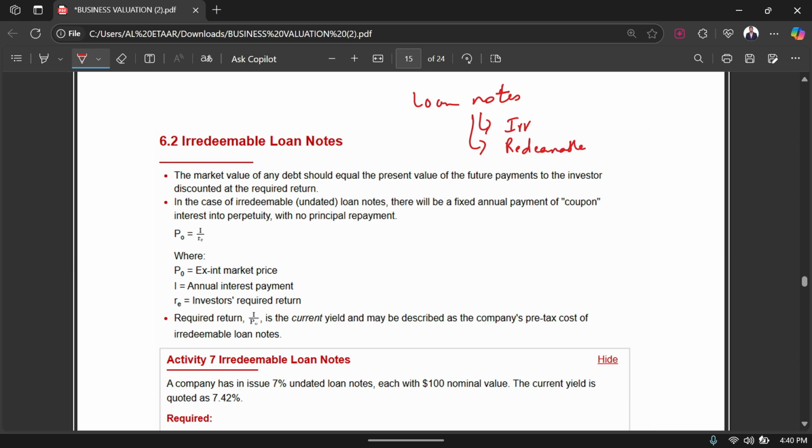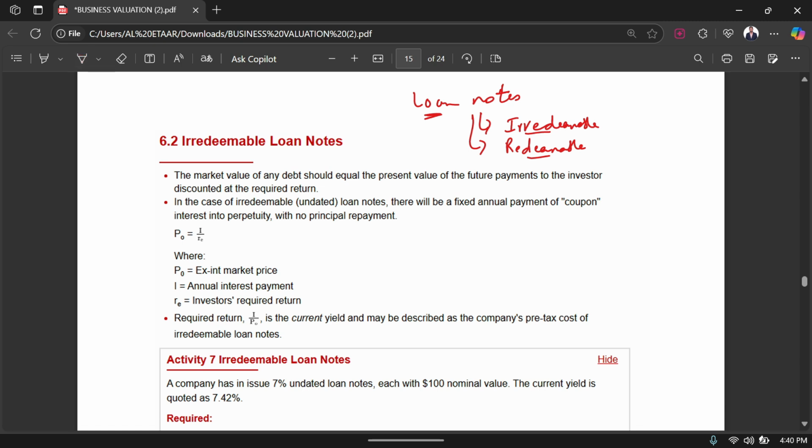They can be irredeemable and they can be redeemable also. Same logic: irredeemable cannot be redeemed, redeemable can be redeemed, right? And these are loans. Okay, remember that.